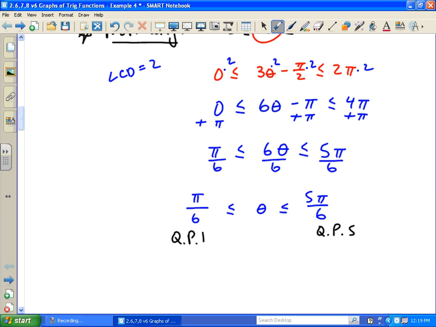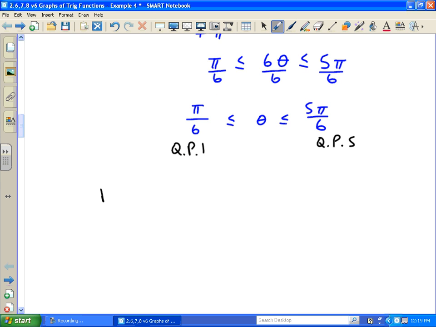From here, the next thing to do is to determine the period. The period I find by subtracting the largest quarter point minus the smallest quarter point. So that's 5 pi over 6 minus pi over 6, which ends up being 4 pi over 6. That reduces down to 2 pi over 3. My period normally for sine is 2 pi. You see that this period has been shortened.